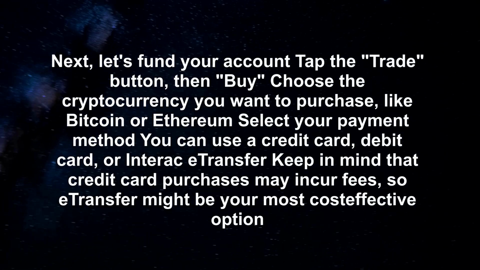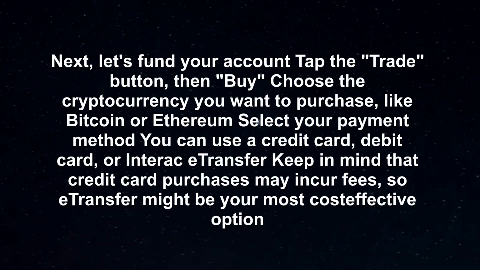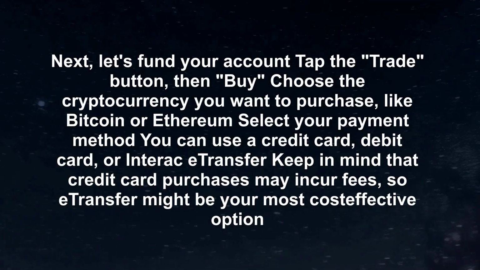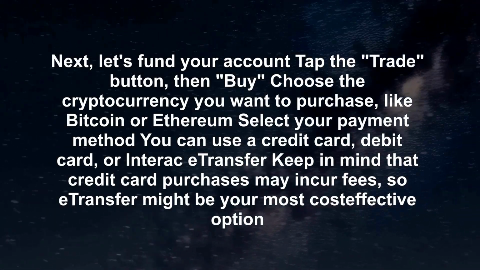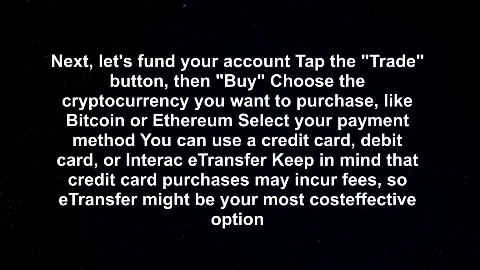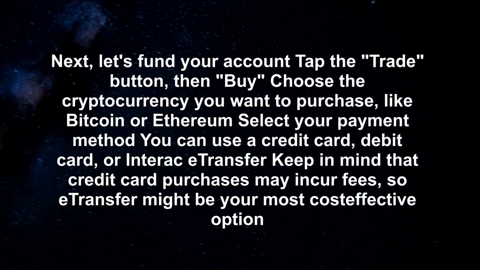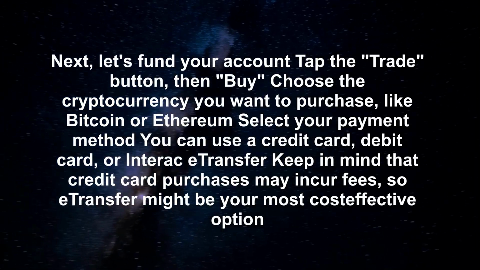Next, let's fund your account. Tap the trade button. Then choose the cryptocurrency you want to purchase, like Bitcoin or Ethereum. Select your payment method. You can use a credit card, debit card, or Interac transfer. Keep in mind that credit card purchases may incur fees, so a transfer might be your most cost-effective option.